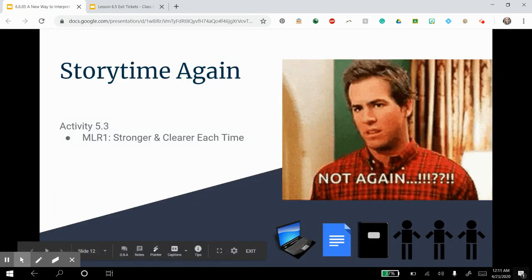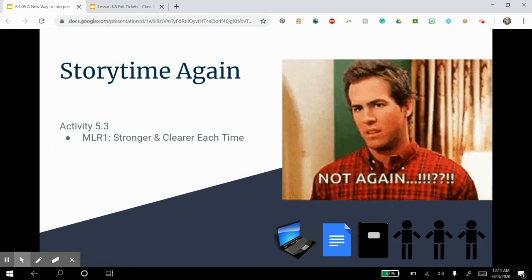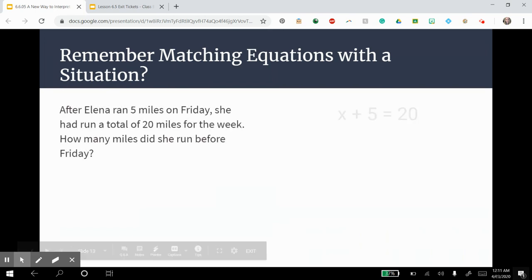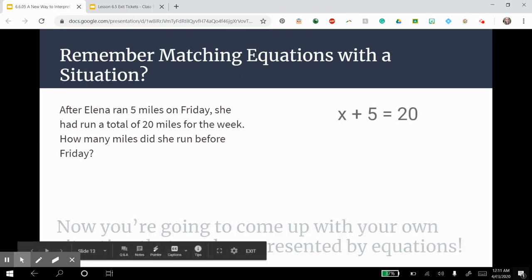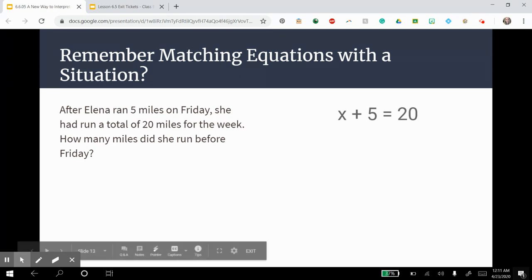All right. So let's go ahead and work on writing some word problems, or matching some word problems with some questions. Looking at this one, after Alina ran, let me actually go back. I spoiled it a little bit here. Sorry, it's a little bit hard to do this.